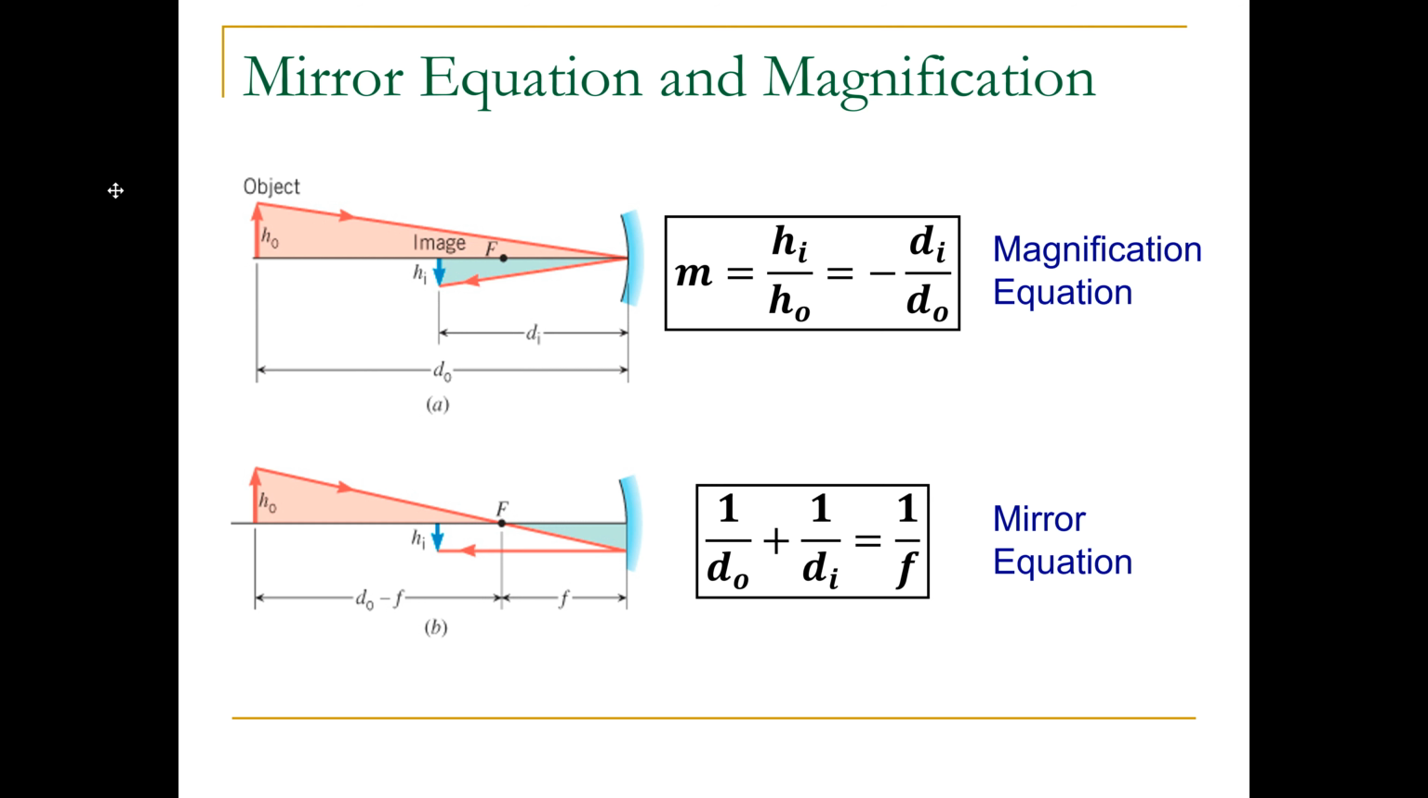It's also equal to the negative ratio of the image distance over the object distance. Again, we can use whatever units we want for those distances. They just need to be the same so that they will cancel out. The bottom equation is sometimes known as the mirror equation. It also works for lenses, so later on we'll probably refer to it as the lens equation. But it's 1 over DO plus 1 over DI equals 1 over F. And both of these are on the equation sheet.